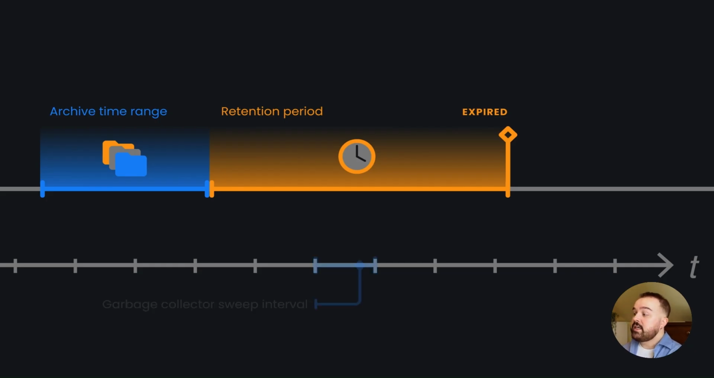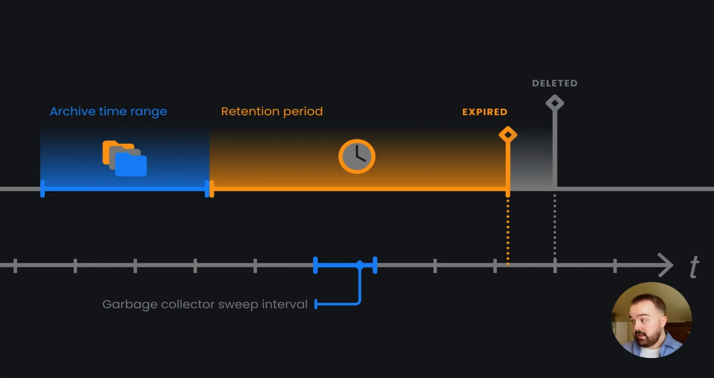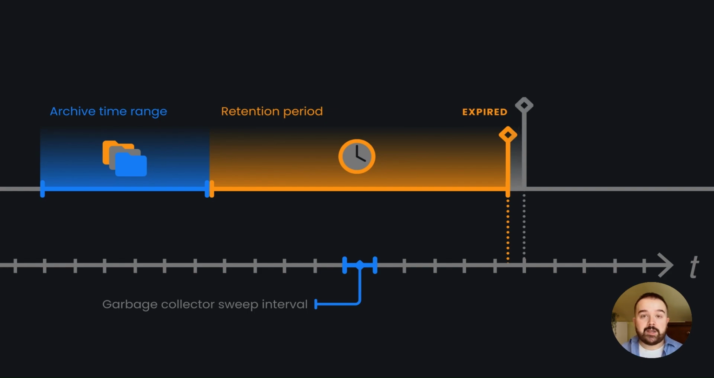To achieve this, CLP uses a garbage collector that wakes up every so often and checks for expired logs. Now, because the collector only wakes up periodically, the archive may not be deleted immediately when the retention period expires. To reduce this potential delay, you can decrease the sweep interval of the garbage collector. CLP also supports deleting expired search results using the same process.